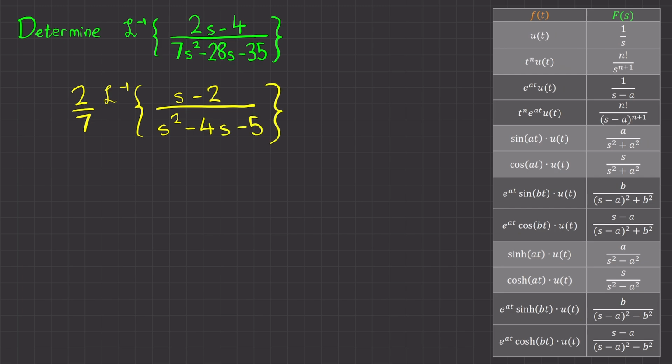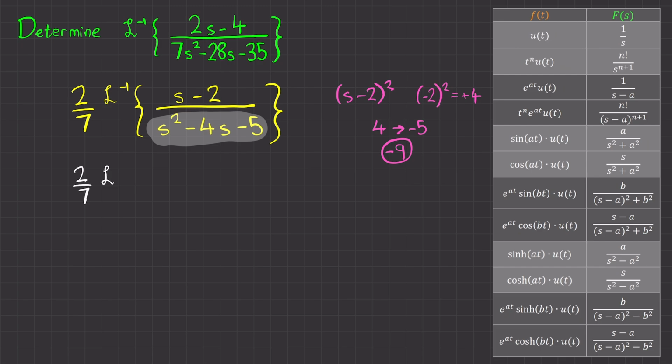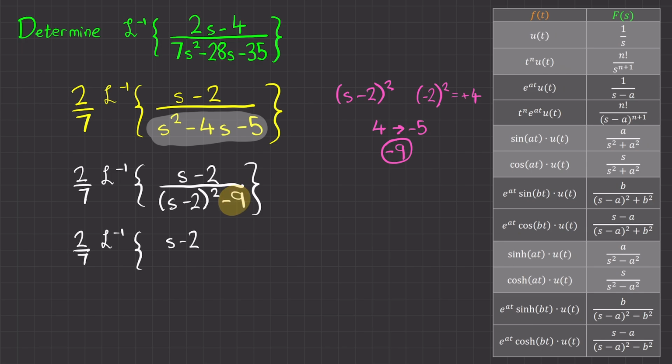It's in a format we can work with a bit more now, so let's change the format of the denominator by completing the square. If you can't quite remember how to do completing the square, I've put a link with how to do it at the end of this video. We now have 2/7 of the inverse Laplace of s minus 2 over s minus 2 squared minus 9. And if you want, we can simplify this even more. So we have 2/7 of inverse Laplace s minus 2 over s minus 2 squared minus 3 squared.